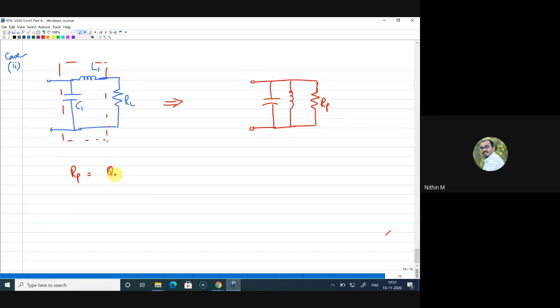I can directly write RP as (Qs square plus 1) times RL, which can be approximated as Qs square times RL. And if I do that, that will result in the equation L1 square omega square by RL. And L1 can be taken approximately equal to L1 itself, right? So from the previous analysis, we can deduce these formulas. So this is basically acting as an upward impedance transformer.